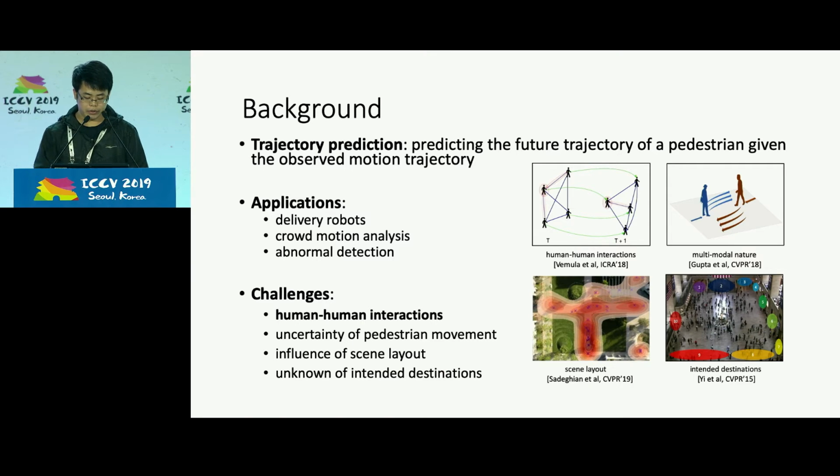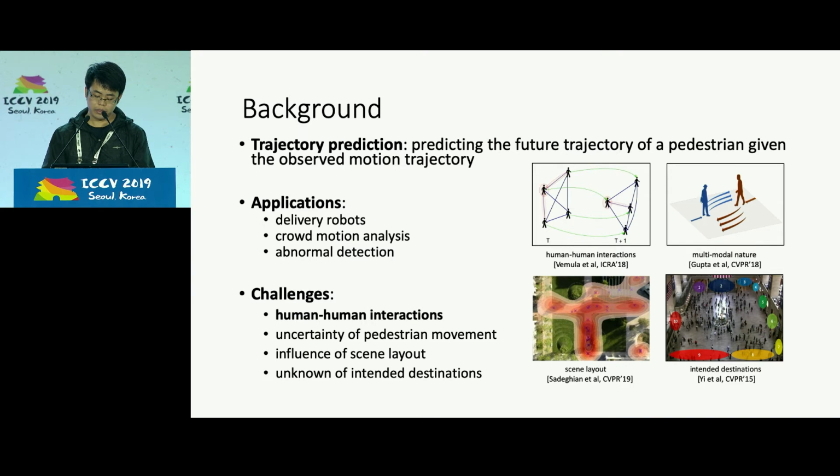Trajectory prediction is defined as predicting the future trajectory of a pedestrian given the observed motion trajectory. It has many potential applications, including delivery robots, crowd motion analysis, and abnormal detection. But it's a particularly challenging problem. Among other challenges that exist, the key one is how to model the human-human interactions.